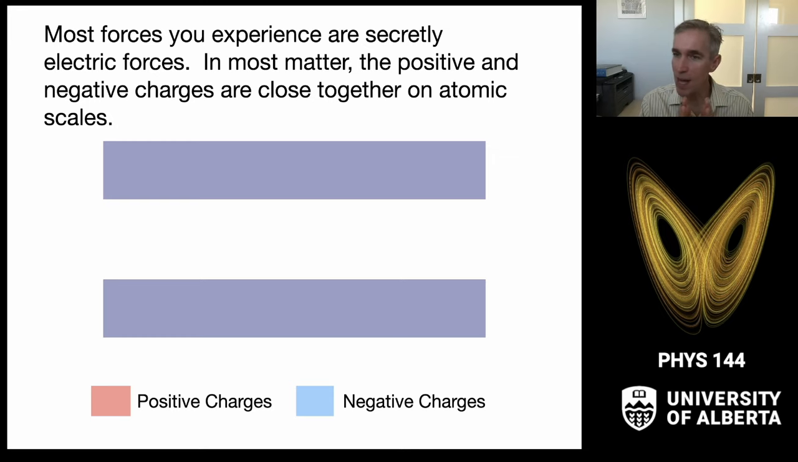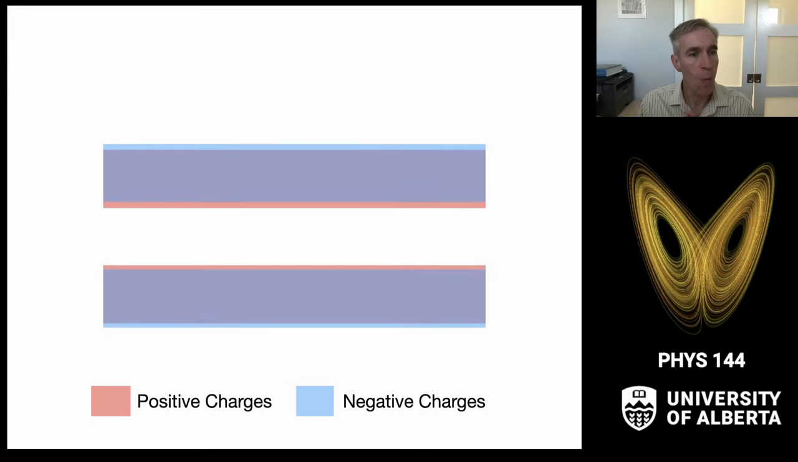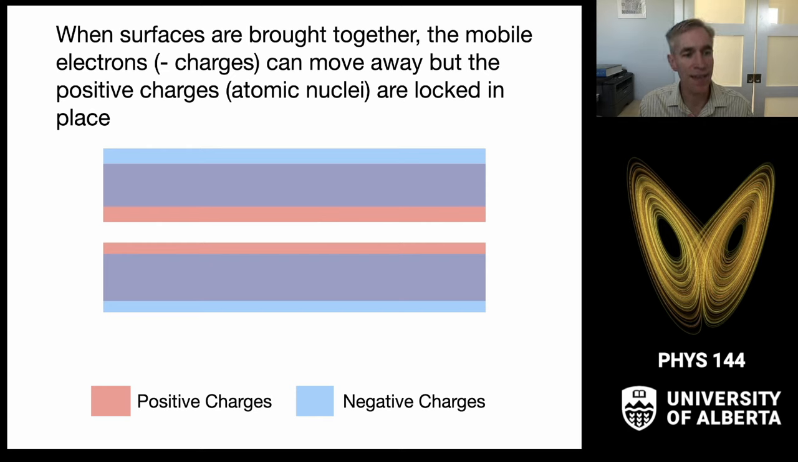But if we bring those objects close to each other, what happens is that the positive charges get forced close to each other and the negative charges come along. The positive charges are locked into a lattice-like structure, if it's a crystal, or just in the physical object that is the matter itself. Those are the atomic nuclei. The electrons are much more free to move. They're moving around the network of positive atomic nuclei.